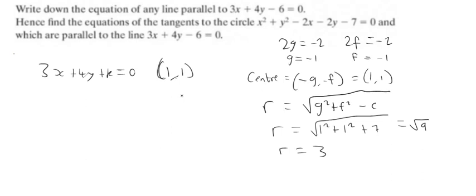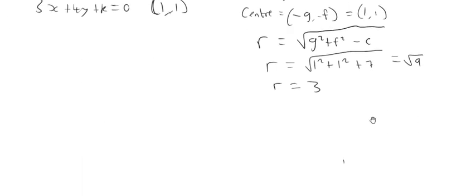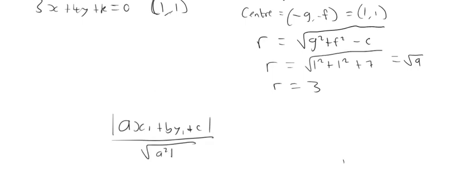So the perpendicular distance from that line 3x plus 4y plus k is equal to 0 to the point 1, 1, which is the center, has to be equal to 3, which is the radius. So that's what's going to give me my two values of k again, so similar to the last one. So I'm using this formula, and I'm just going to let it be equal to 3 in the end.